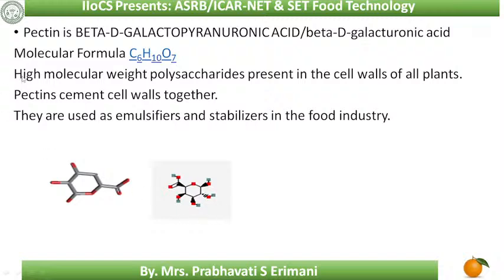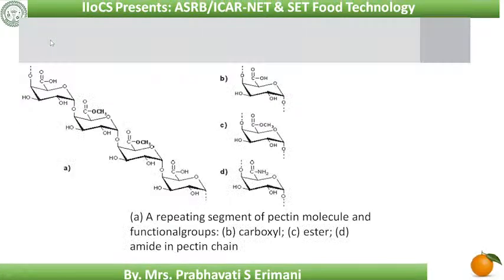The higher molecular weight polysaccharides are present in the cell walls of the plants. These pectins cement cell walls together, so it is a cement. Pectins are used as emulsifiers and stabilizers in the food industry. So today we will learn about the pectin.